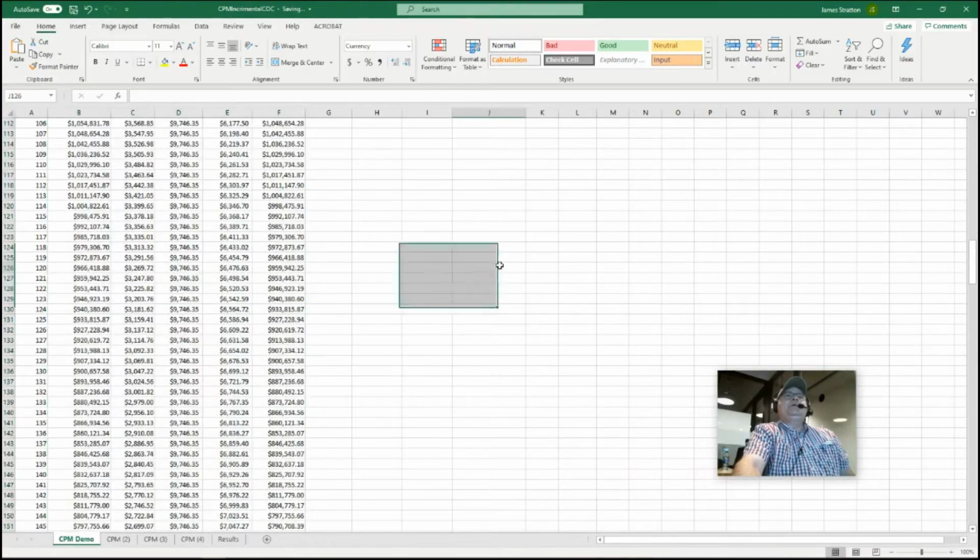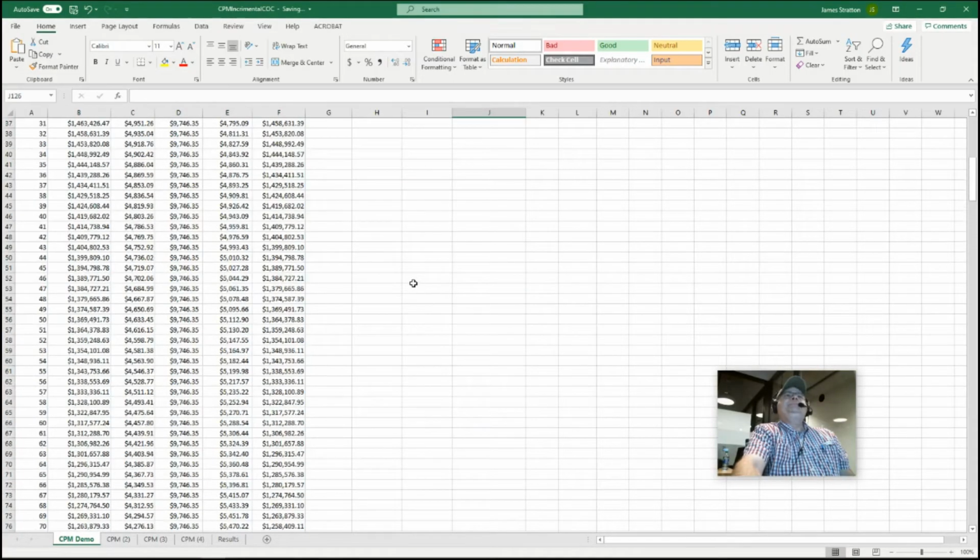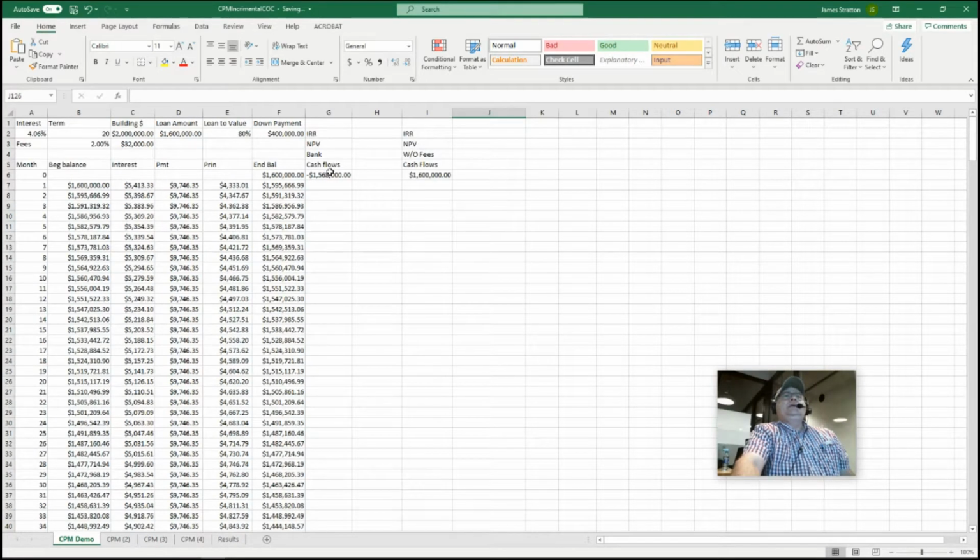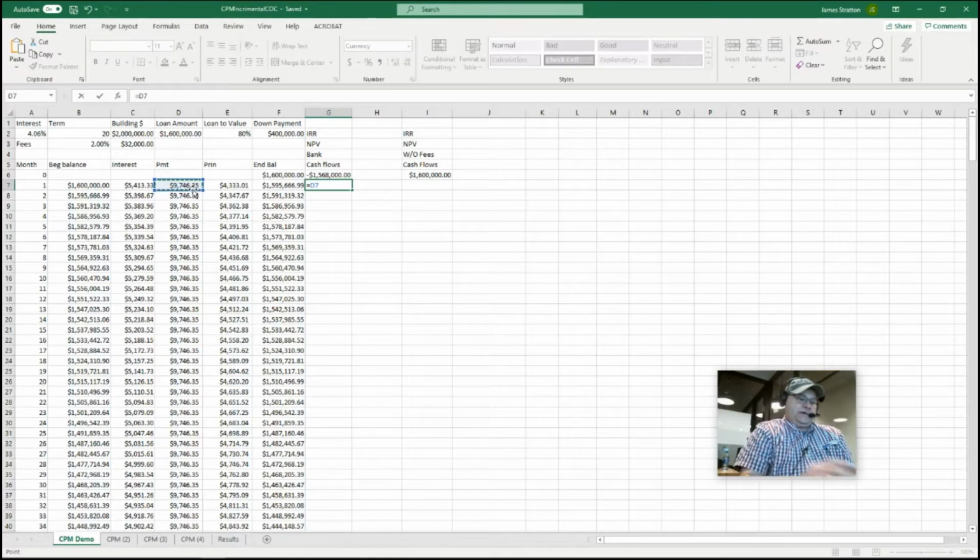Now, let's go over here real quick. I'm going to click out of that so we don't accidentally mess something up. In this particular case, if we take a look at our bank cash flow here, this takes into account that this is taking out this $32,000 fee. All right, so watch this. We're going to come over here and say this is equal to our payment. Hit enter.